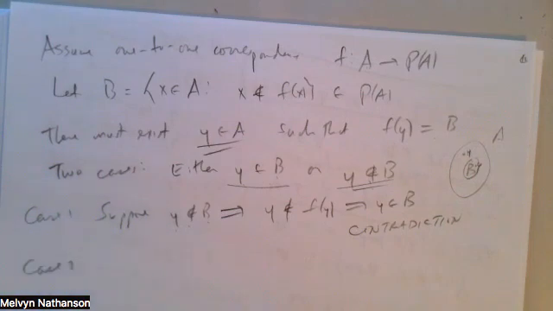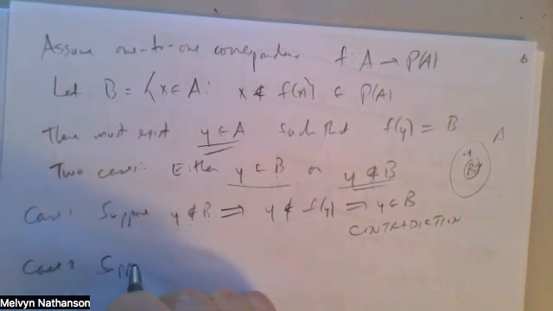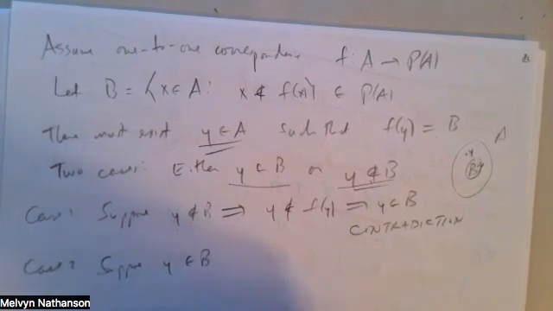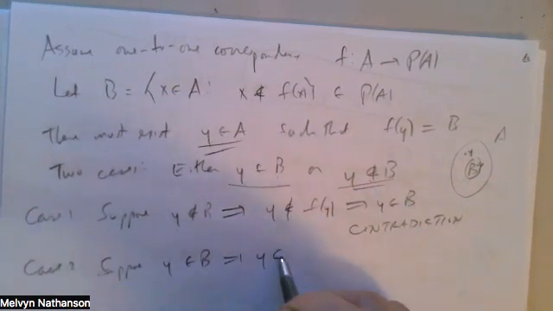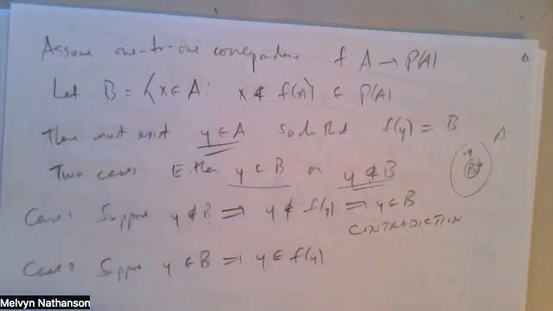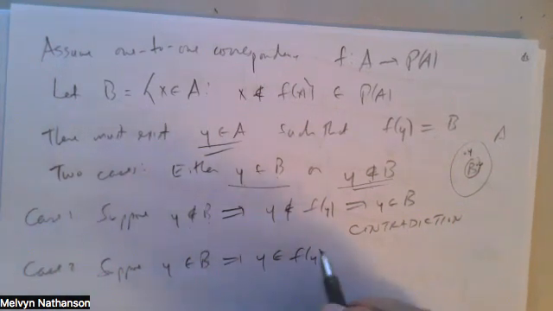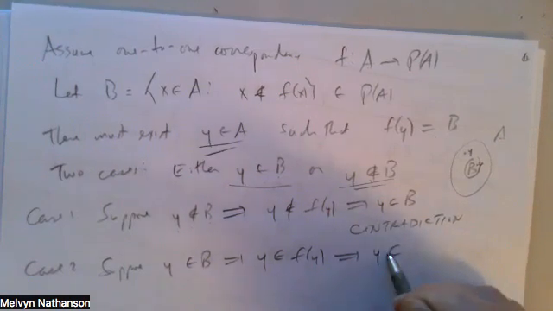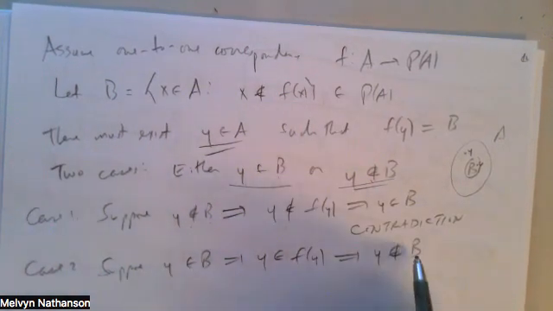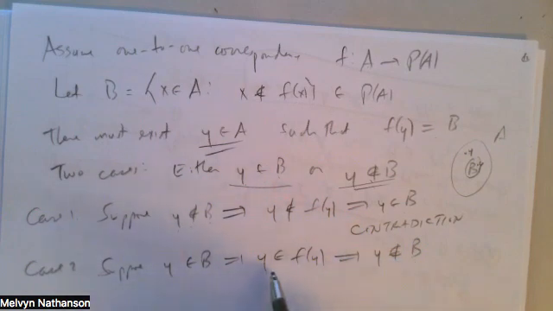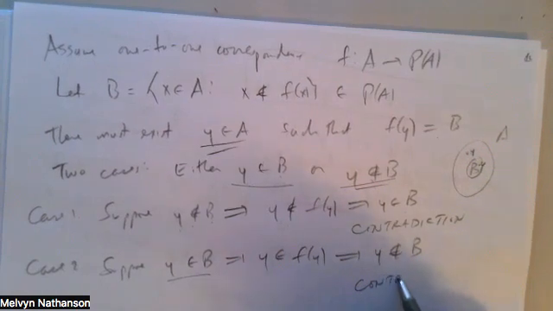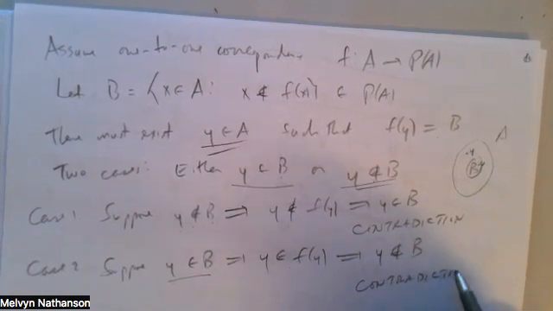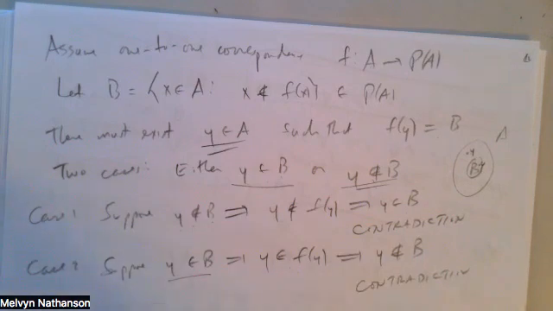What about case two? Suppose y is in B. But again, B is f of y. That means y is in f of y. But if y is in f of y, then y is not in B, because B is all the elements y such that y is not in f of y. If y is in f of y, it's not in B. So if y is in B, then y is not in B. That's a contradiction.